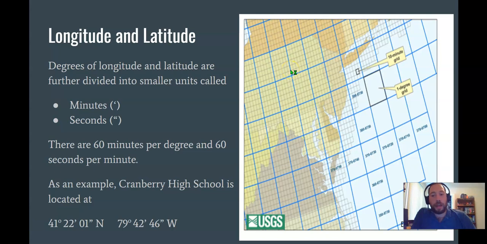Furthermore, the degrees of longitude and latitude are further divided into smaller units, and we call these minutes and seconds. So there are about 60 minutes per degree and 60 seconds per minute. An example, Cranberry High School, is located at these coordinates: 41 degrees, 22 minutes, and 1 second north, and 79 degrees, 42 minutes, and 46 seconds west of the prime meridian.